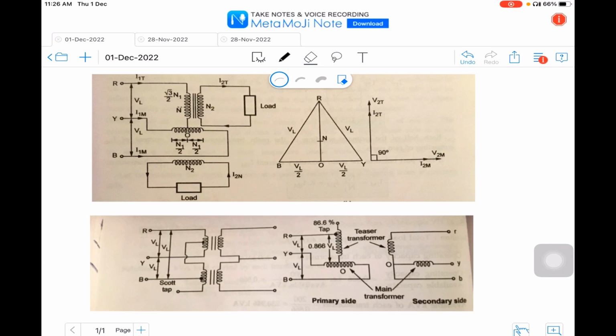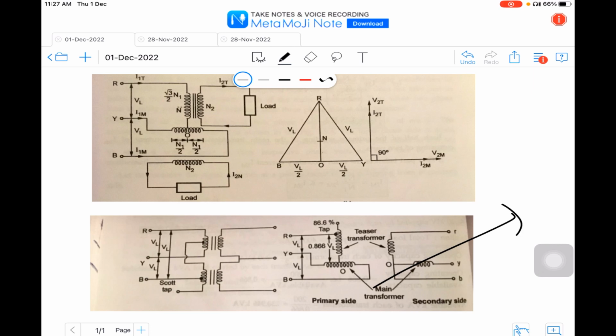Generally, it will be used in furnaces, or even three-phase loads can be driven from the available two-phase supply source. Now let us understand by seeing the circuit. So Scott connection is the mixture of two single-phase transformers. One transformer we call as the main transformer. Here you can see this is the main transformer.